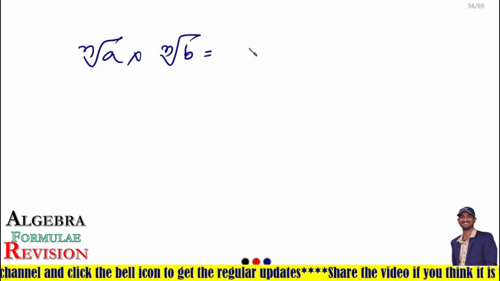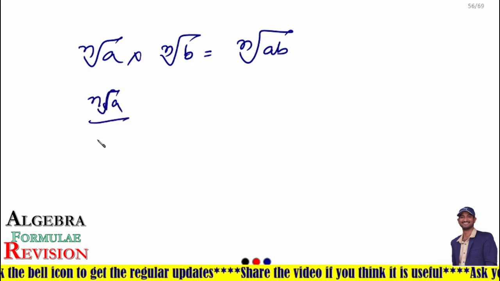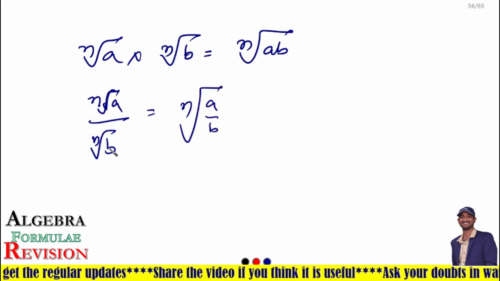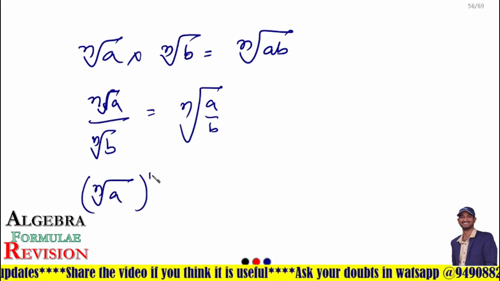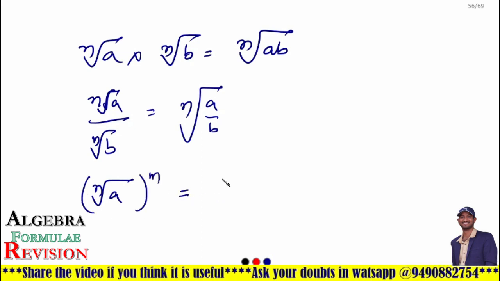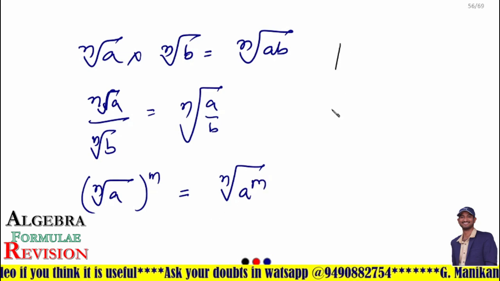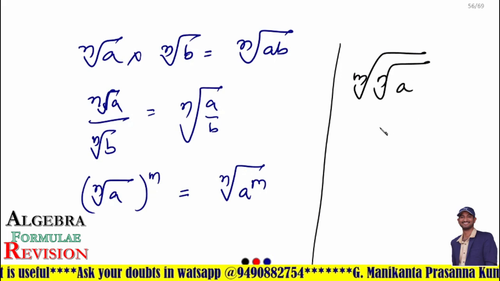And we have some properties of surds: nth root of a into nth root of b is nth root of ab, and nth root of a by nth root of b is equal to nth root of a by b, and nth root of a whole to the power of m is equal to nth root of a power m. And one more thing, mth root of nth root of a is equal to mnth root of a.